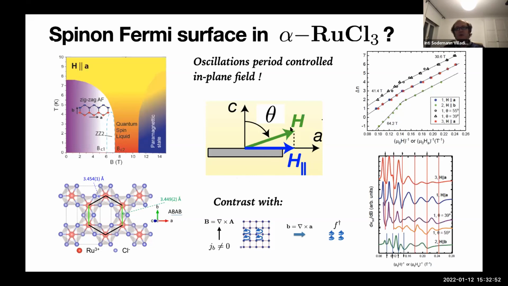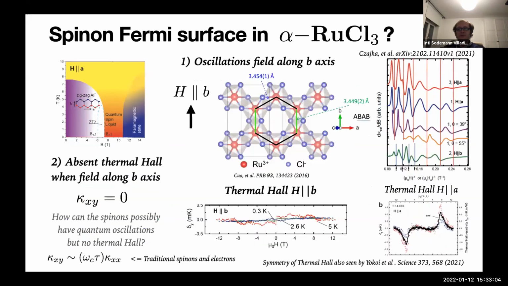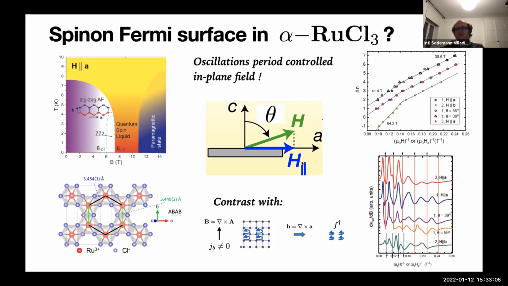Moreover, when the experimentalists tilt the field out of the plane, so when they, for example, change the parallel component while having some fixed component out of the plane, the period appears to depend only on the projection. The oscillations appear to depend only on the projection of the field onto the plane. They don't care about the out of plane component of the magnetic field, which is very strange, right?